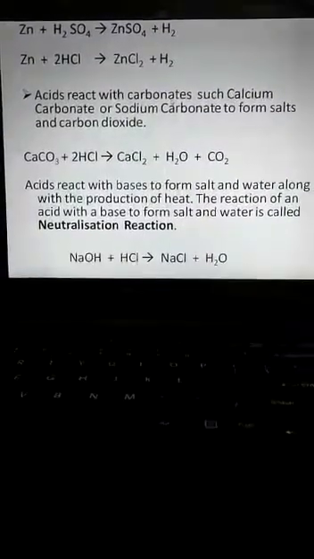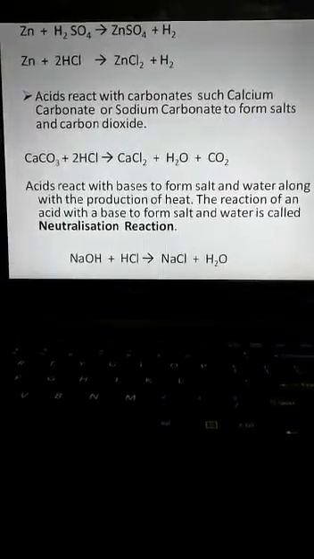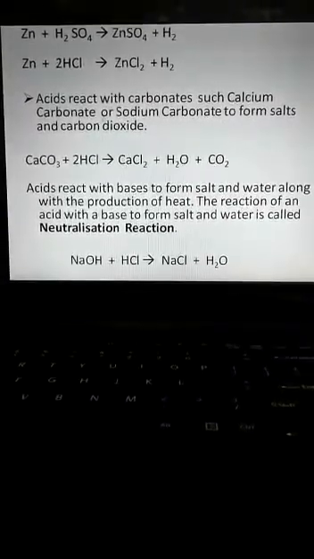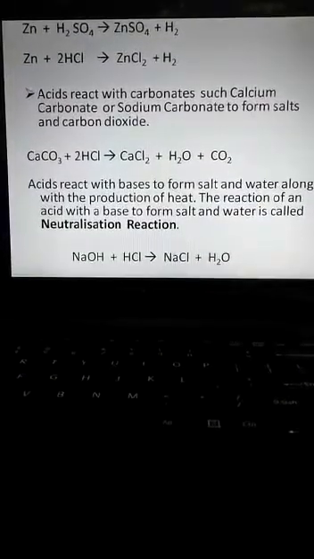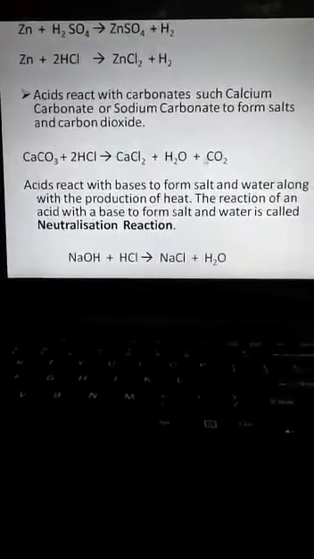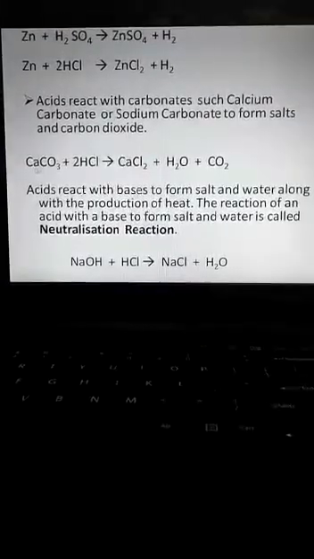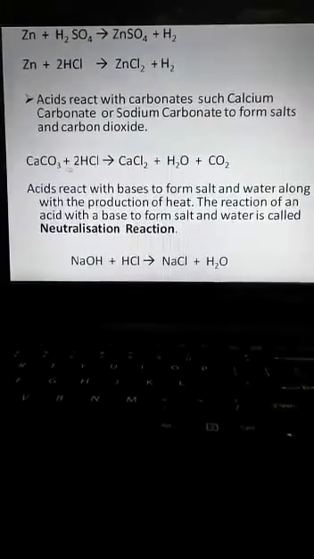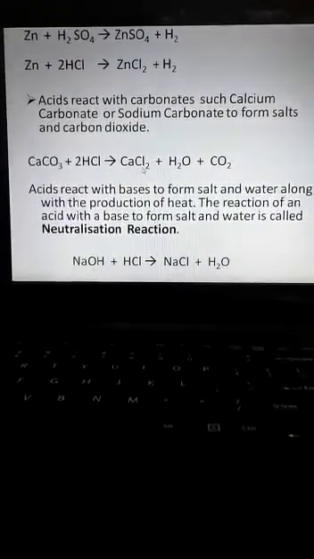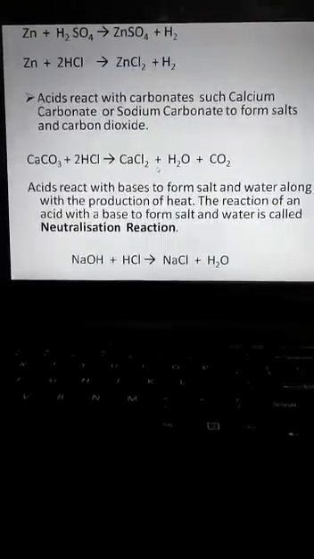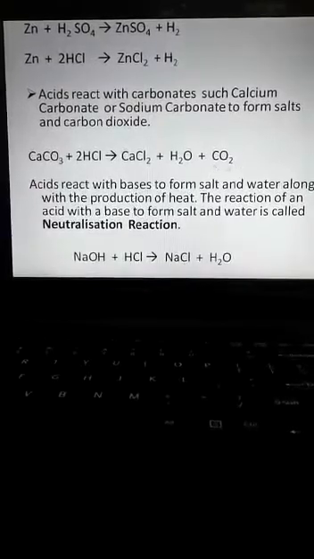Moving on to the next point. Acids react with carbonates such as calcium carbonate or sodium carbonate to form salts and carbon dioxide. Means whenever acids are reacting with the carbonate, they always form the salt, water and carbon dioxide. Let us see with a reaction over here. CaCO3, that is calcium carbonate, plus hydrochloric acid, that is HCl, gives calcium chloride, that is CaCl2, plus water, that is H2O, plus carbon dioxide, that is CO2.